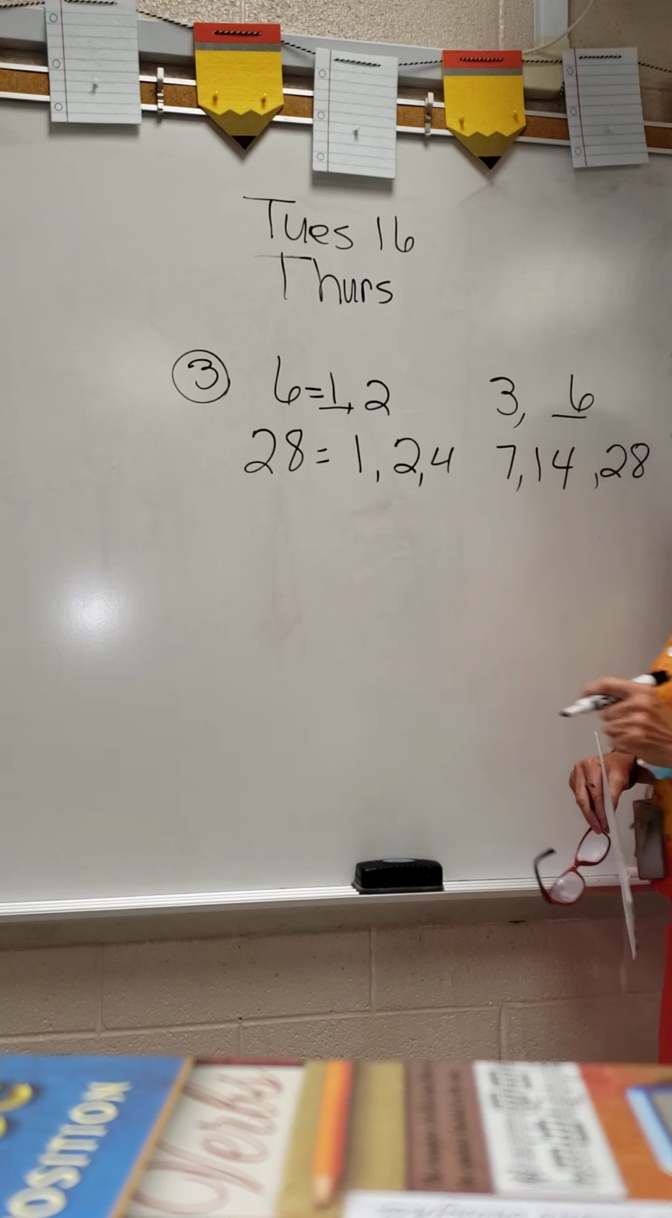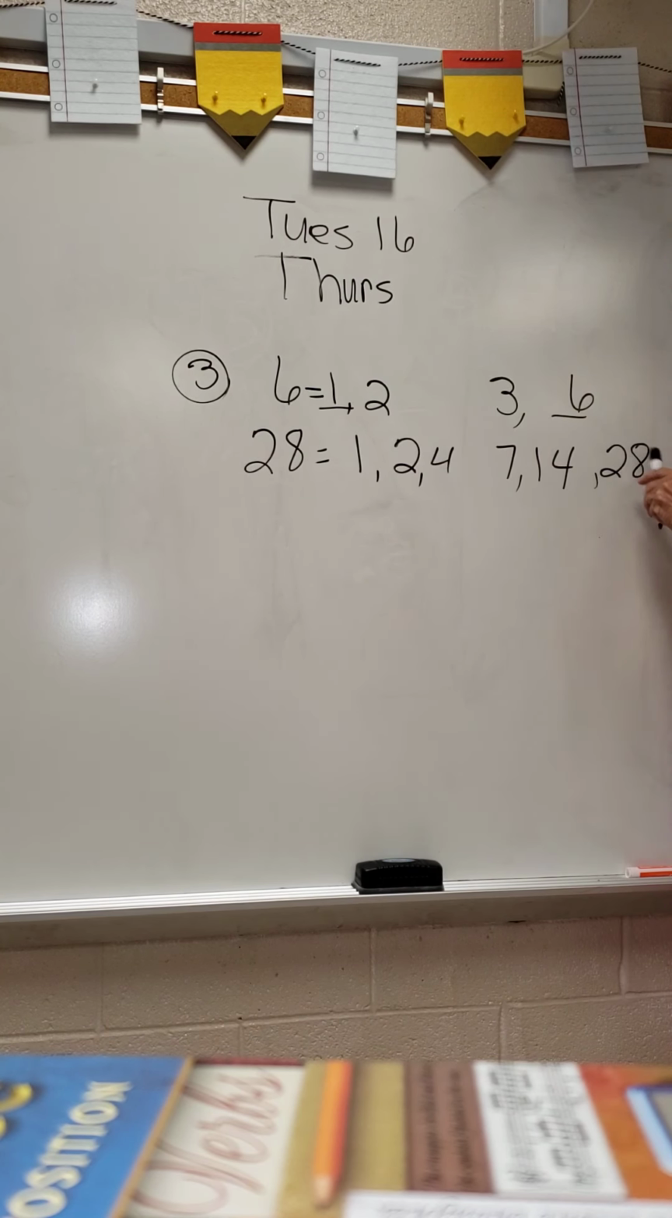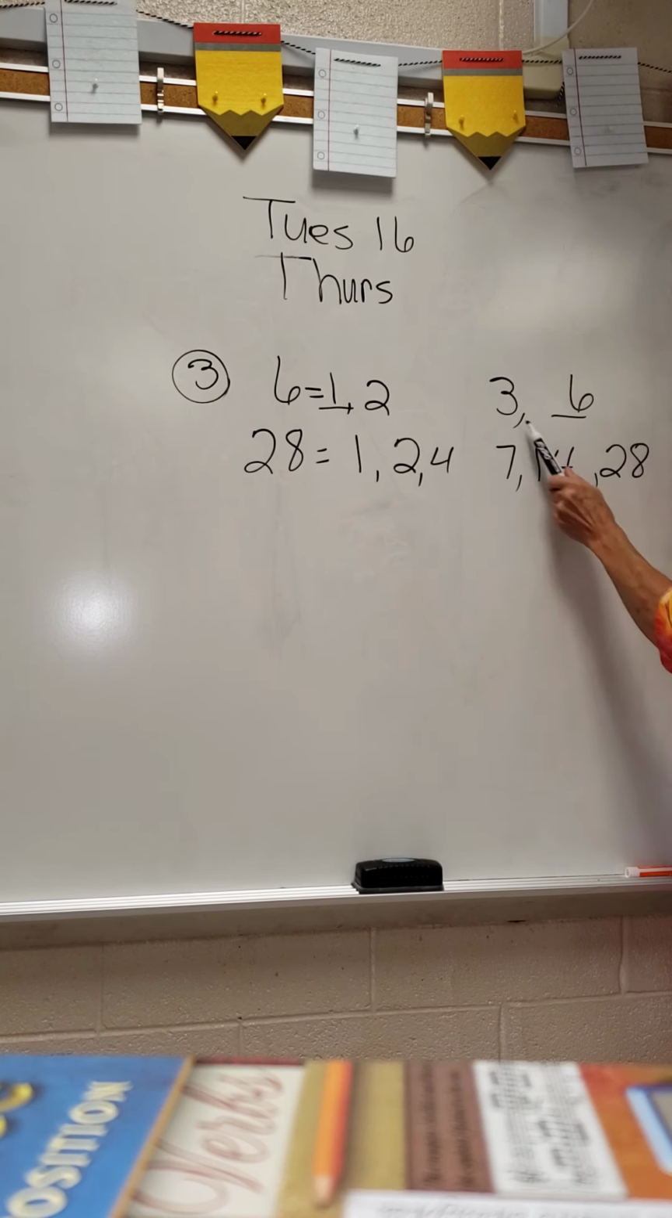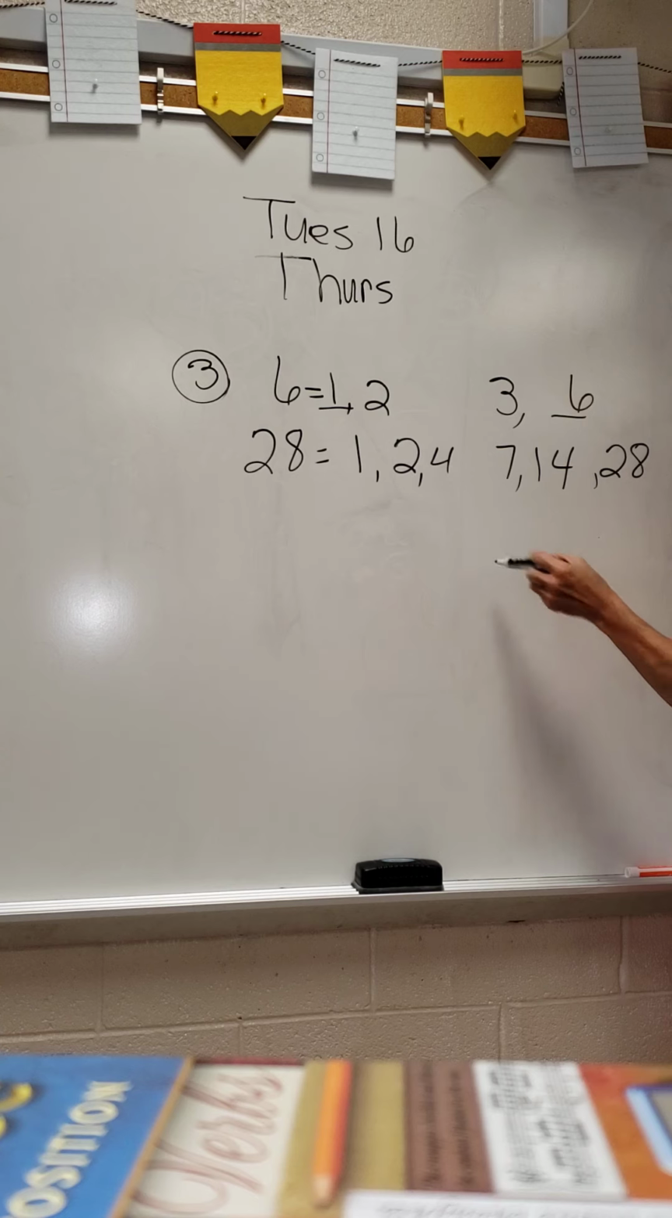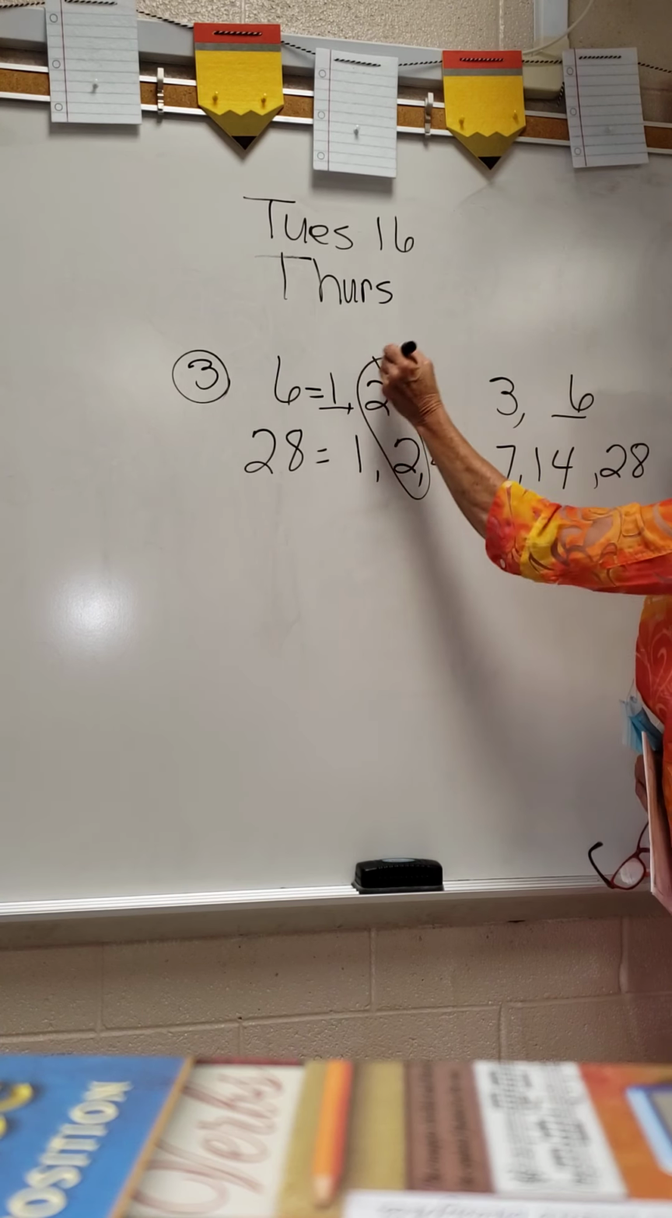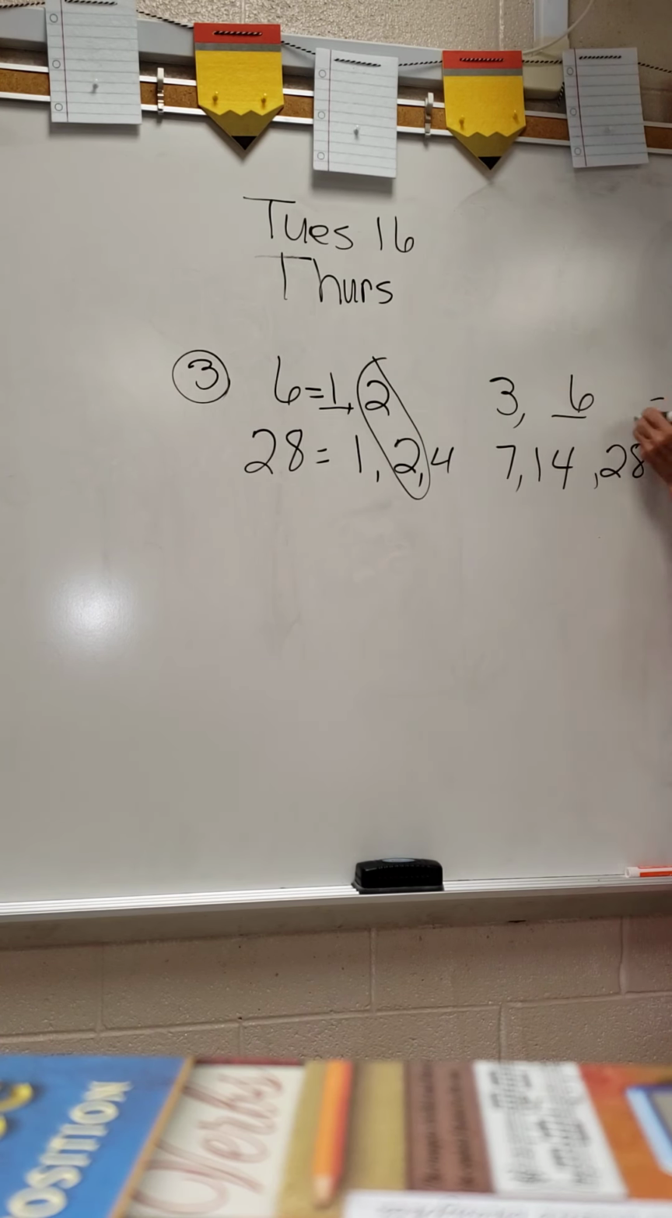Now to find the greatest common factor, you're going to find the greatest number they have in common. Well, 6 is the largest he has. There's 6 listed down here. No. What about 3? No. What is? 2 and 1. So my greatest common factor is 2.